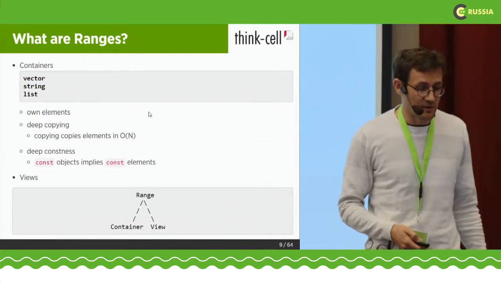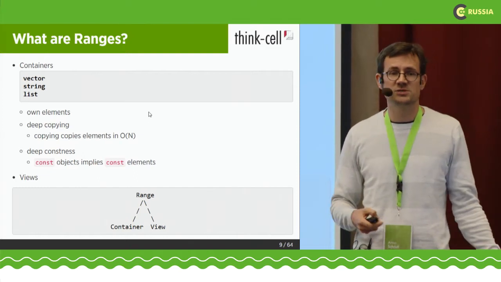Well, not quite. There are views, and views are quite the opposite. What does quite the opposite mean? Well, think iterator pairs. Iterator pairs don't own their elements. When you copy the iterators, the elements stay untouched. And when the iterator itself is const, that does not influence whether you can access the elements as const or not. These same properties are what these other ranges have, which are called views in the standard.